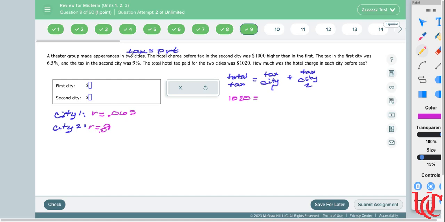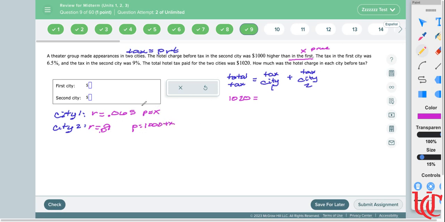All right, so then the next sentence, as we go backwards, the hotel charges before tax in the second city was $1,000 higher than the first. So this is my comparison. The first is going to be X. This is going to be my price or my principal. And then city 2 is going to be 1,000 more plus X. So the P for the first city is X, and P is 1,000 plus X, or X plus 1,000.